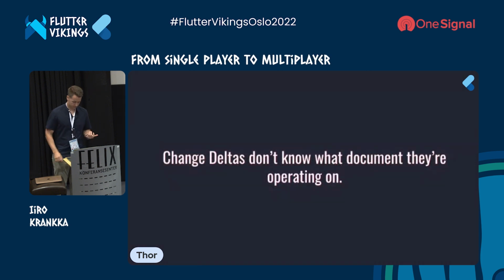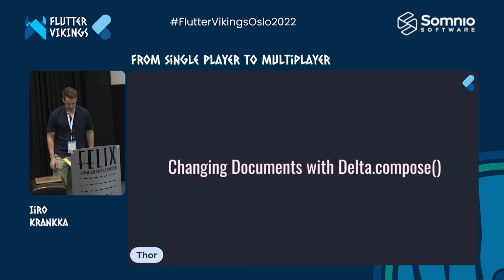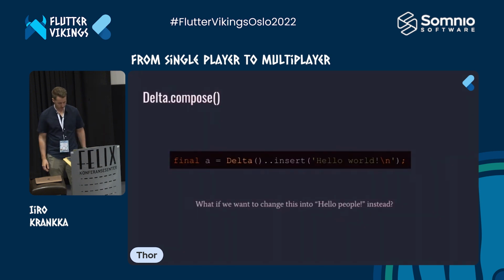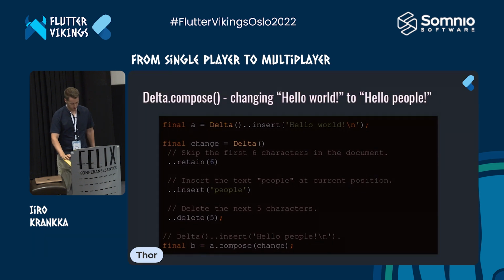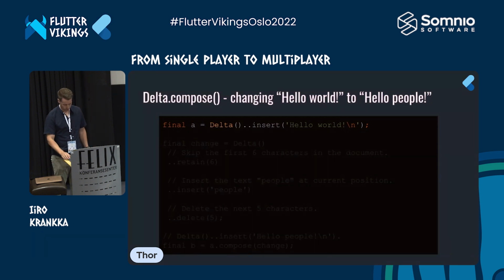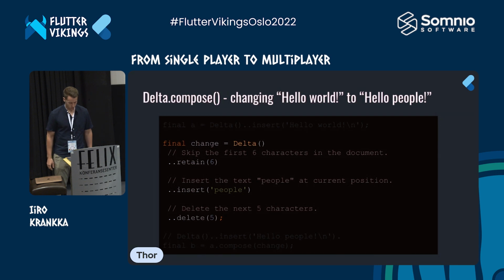Also, you might have noticed that there was no document there. That was like, oh well, it's a change, but a change on what? Here's where this delta.compose method comes in. If you have a document A with the contents hello world, and we want to change it to hello people, here's how we do it. So here's the document, hello world. We want to change it to hello people. So this is the exact delta that you saw.